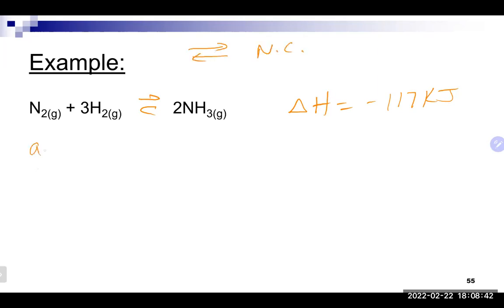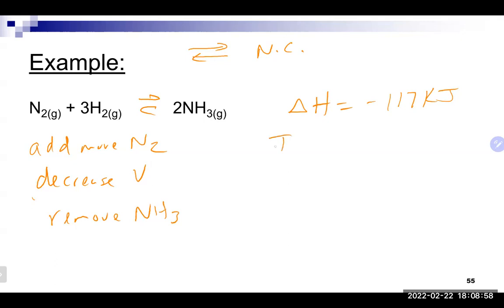If we add more N2, decrease the volume, remove NH3, increase the temperature, add a catalyst. Let's go with increase the pressure. All right, take a minute or two.